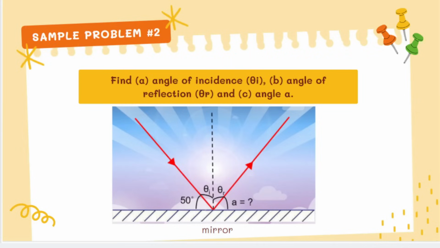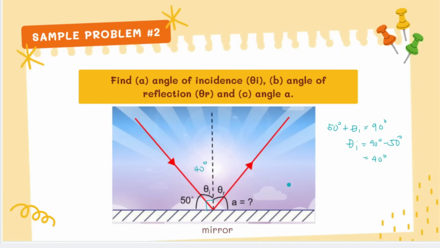Okay, so we know that, again, this one is 90 degrees. So, ibig sabihin, if we add the measurement of 50 degrees and angle of incidence, we will get 90 degrees. And therefore, angle of incidence would be equal to ilan? Okay, very good. 40 degrees.